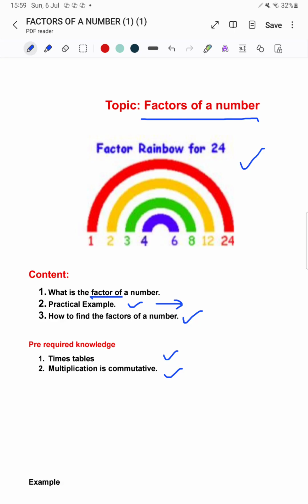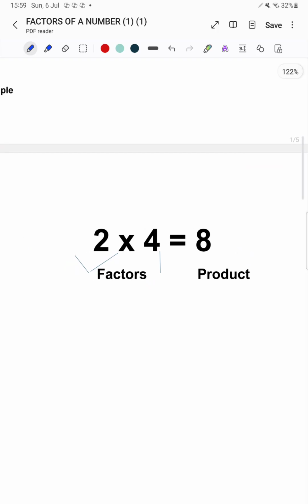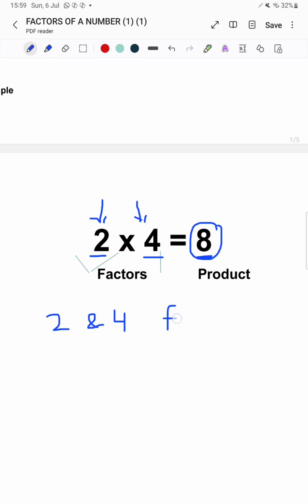So now first of all, what is the meaning of factors of a number? If you remember, when we write a multiplication sentence, let's say I have written here 2 multiplied by 4, and we know that this is equal to 8. Here the numbers which we multiply are called the factors and the result is known as the product. So I can say here that 2 and 4 are the factors of number 8.